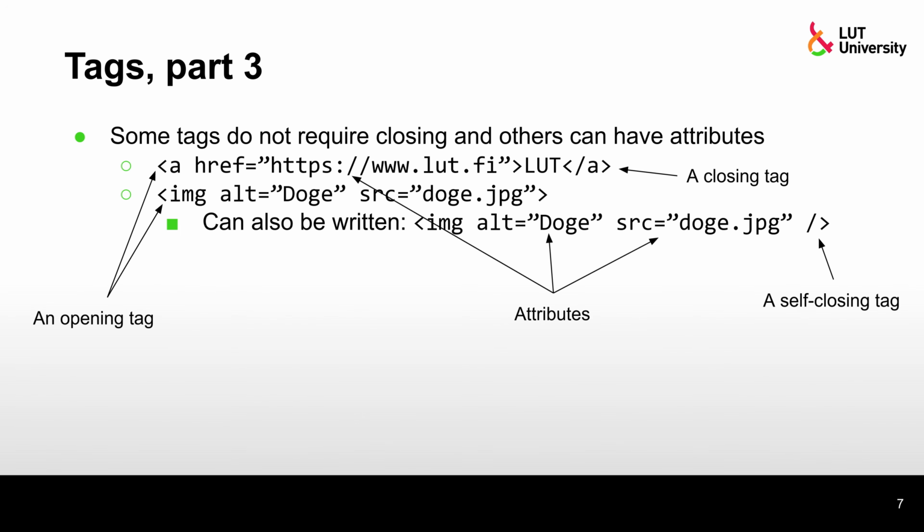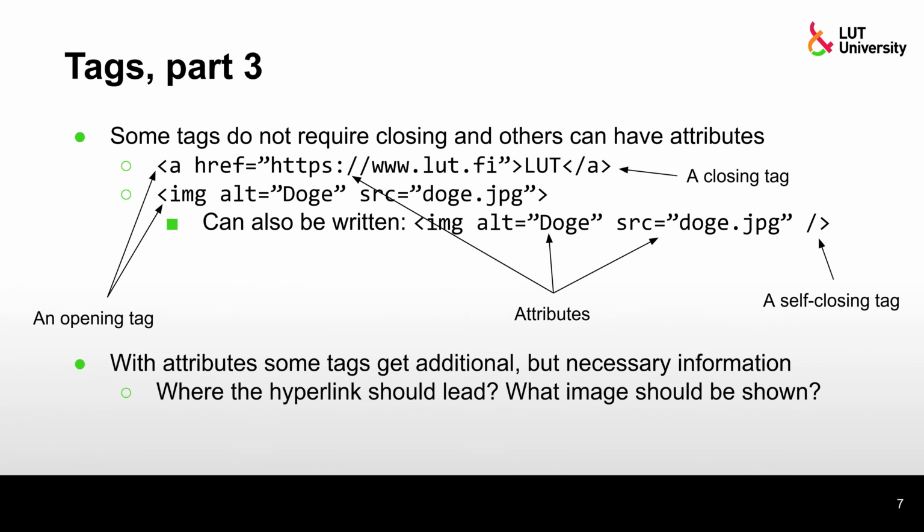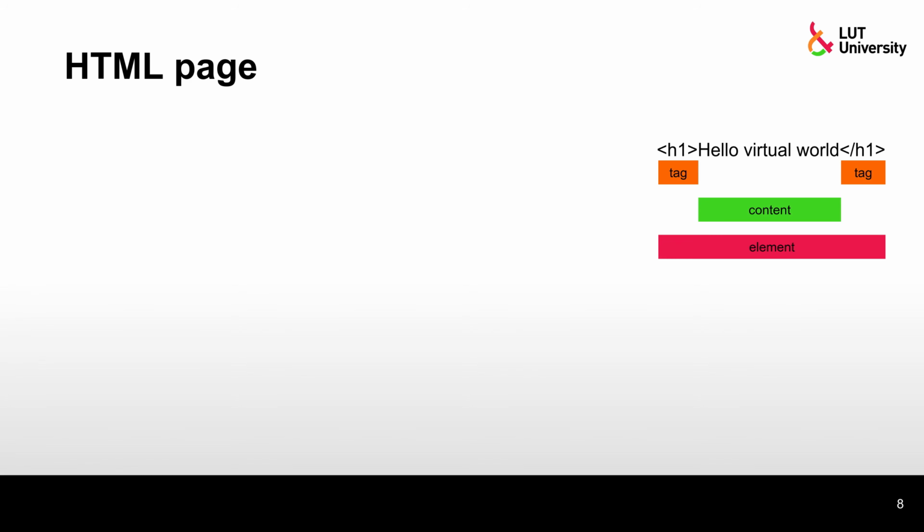And there are a lot of attributes. They are very important in HTML. With attributes, some tags get additional but necessary information. So if we had a link tag but we didn't have any attributes, we would have no way to direct the user to any other web page. And what image could be shown if there were no attributes? So here is the tag, content, and element.